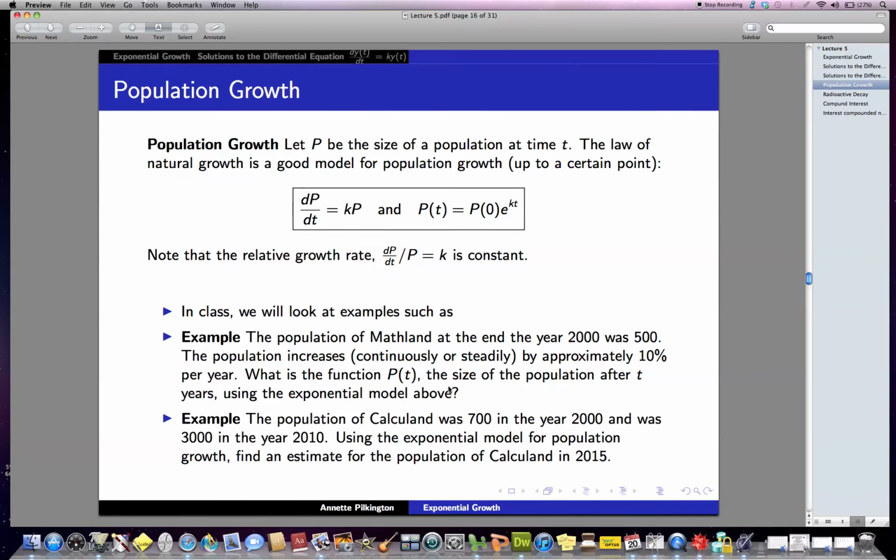There are also some twists on these problems. You might have data that gives the size of the population in, say, the year 2000, and then the size of the population 10 years later. From that data you can extract the value of k, assuming exponential growth, and you're given p0, and therefore you can find the function that gives the population size at any given time, and use that to project the size of the population in the future.